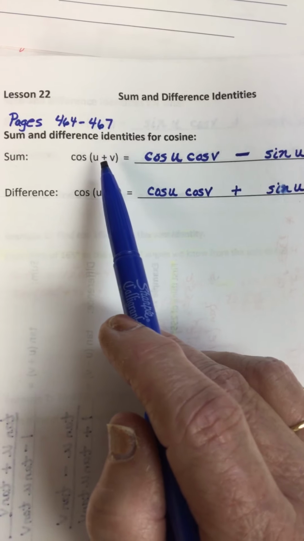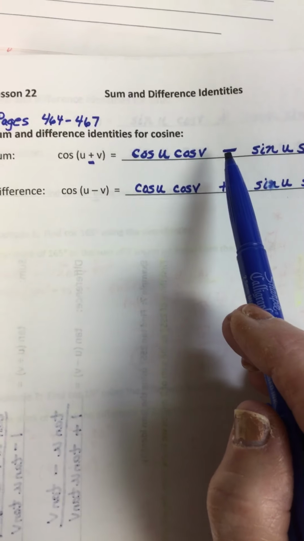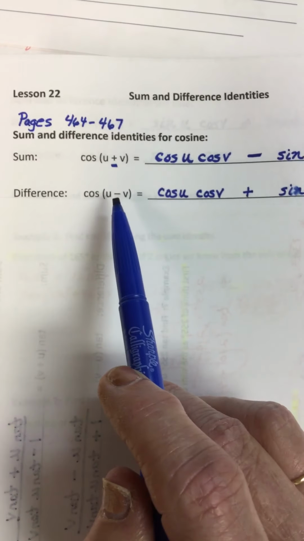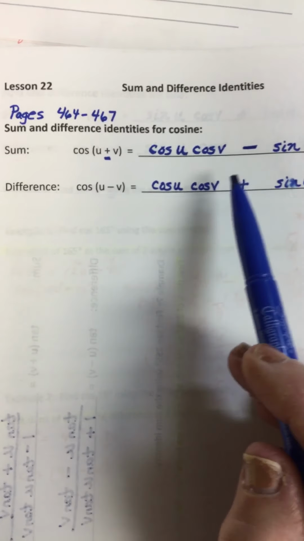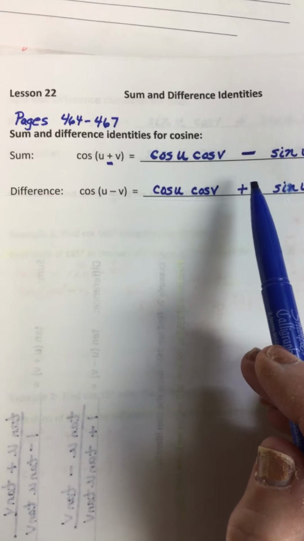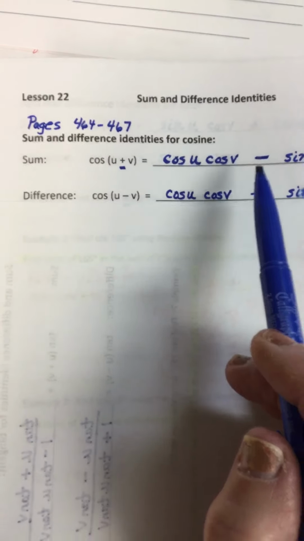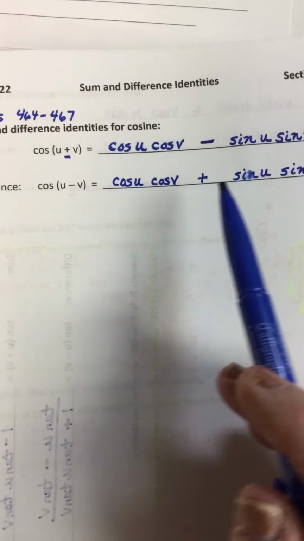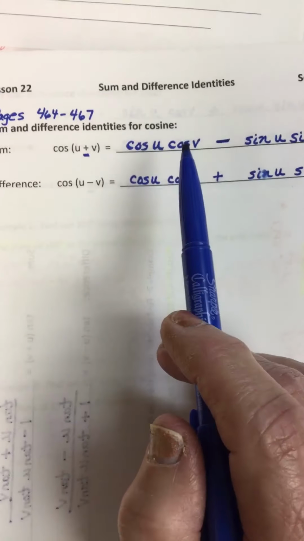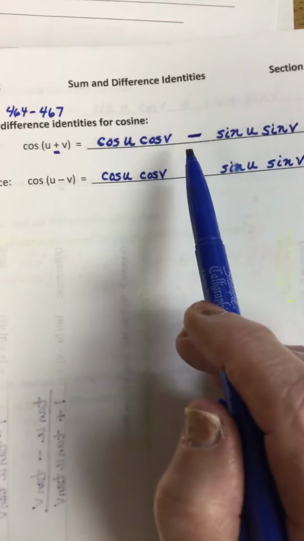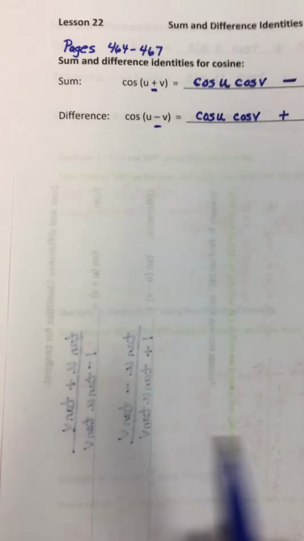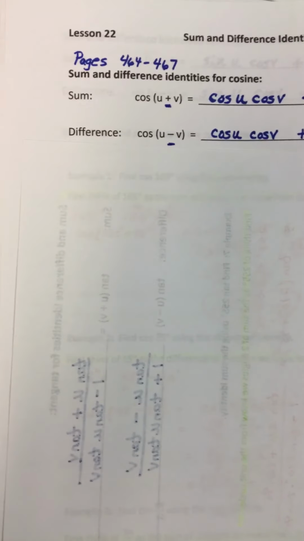If I'm doing the sum, my operation in the formula is a minus sign. If I'm doing the difference, my operation is a plus sign. So it's very important to understand, even while I'm doing a sum, I actually subtract these two products. When I'm doing the difference, I'm actually going to add those. Cosine of the first times cosine of the second minus sine of the first times sine of the second.